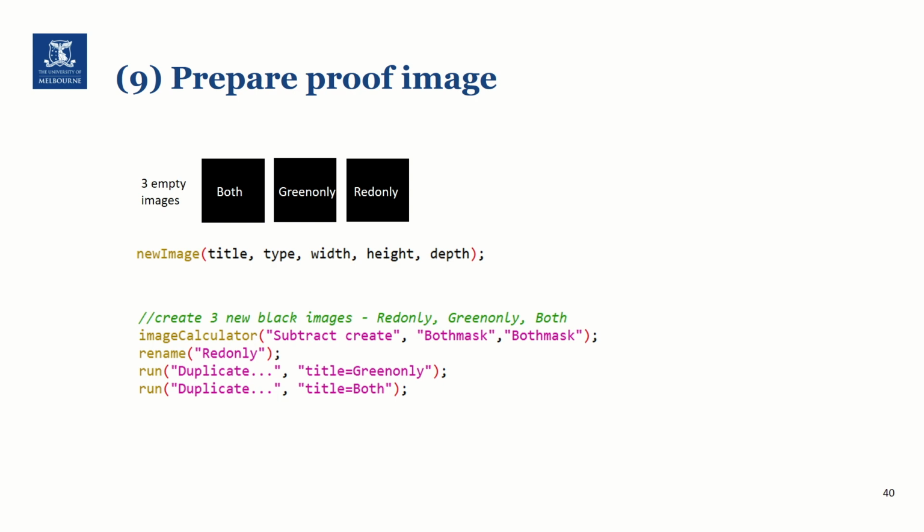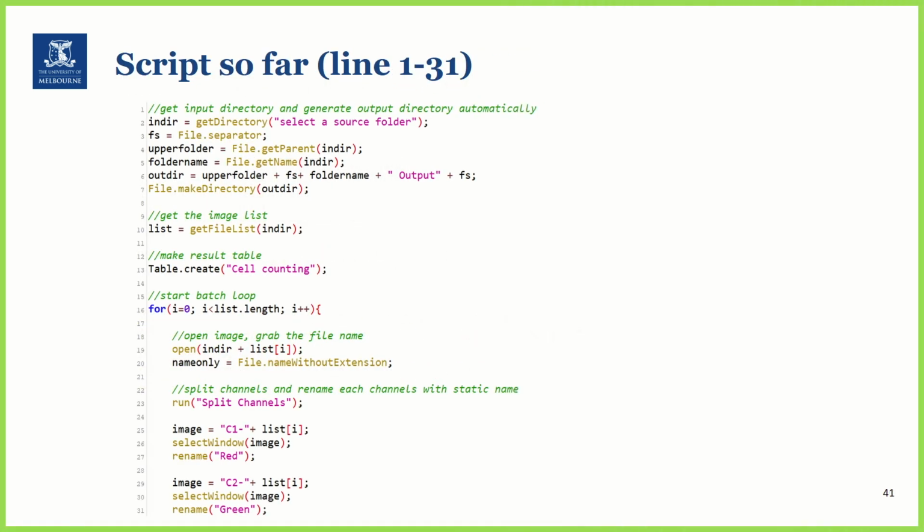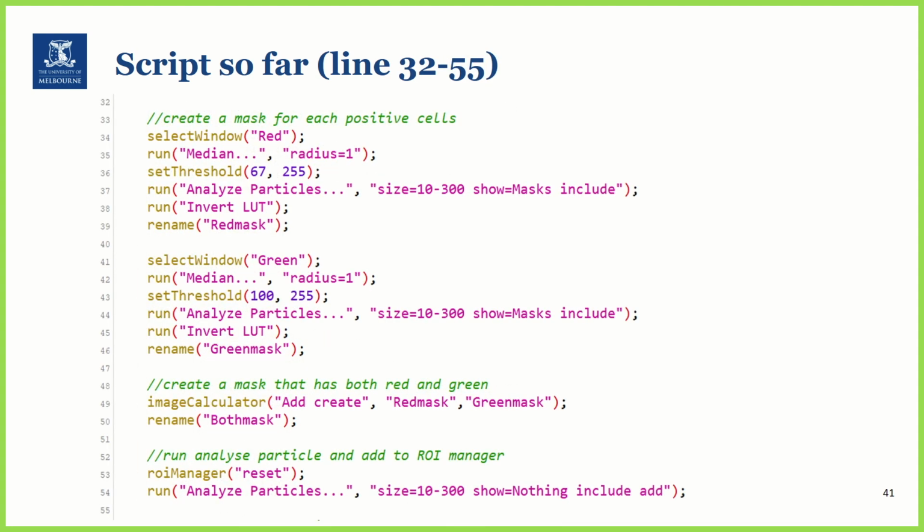And the recorded code can be cut and pasted to our script. And similar to the counter setup, this process should be done before the ROI for loop starts. So this is what we have done so far. I've already gone through line 1 to 31 and line 32 to 55.